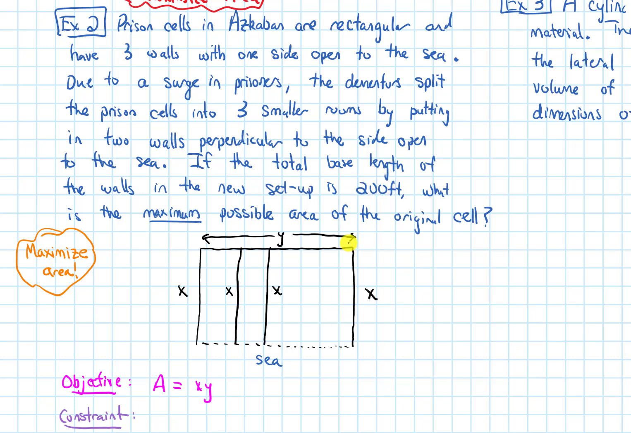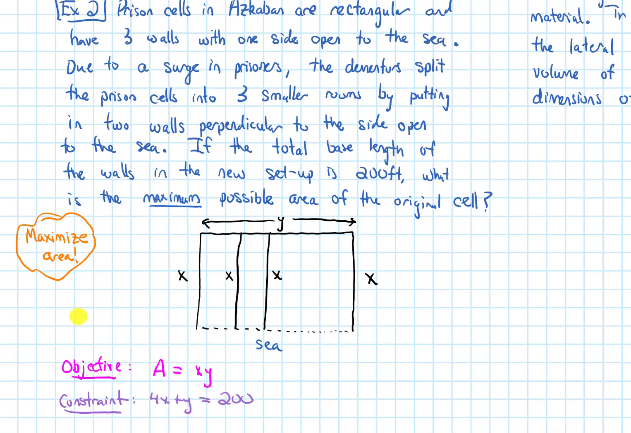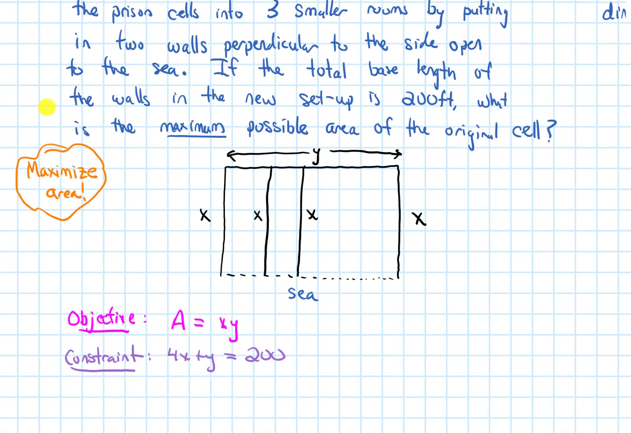So this is a picture of the cell sort of from above. This is sort of a top view. And the base length is sort of the length of each of these walls as I can see it from the top. So it's this x plus this x plus this x plus this x plus that y. That's the base length, the total base length. So if I add those together, we get 4x plus y, and that needs to be equal to 200. All right. Okay, so we have our objective, we have our constraint.